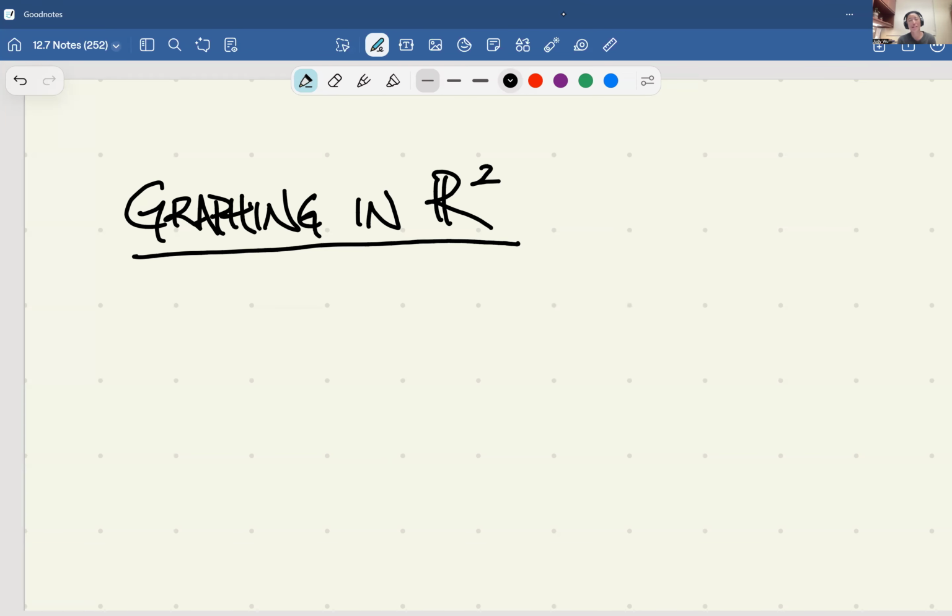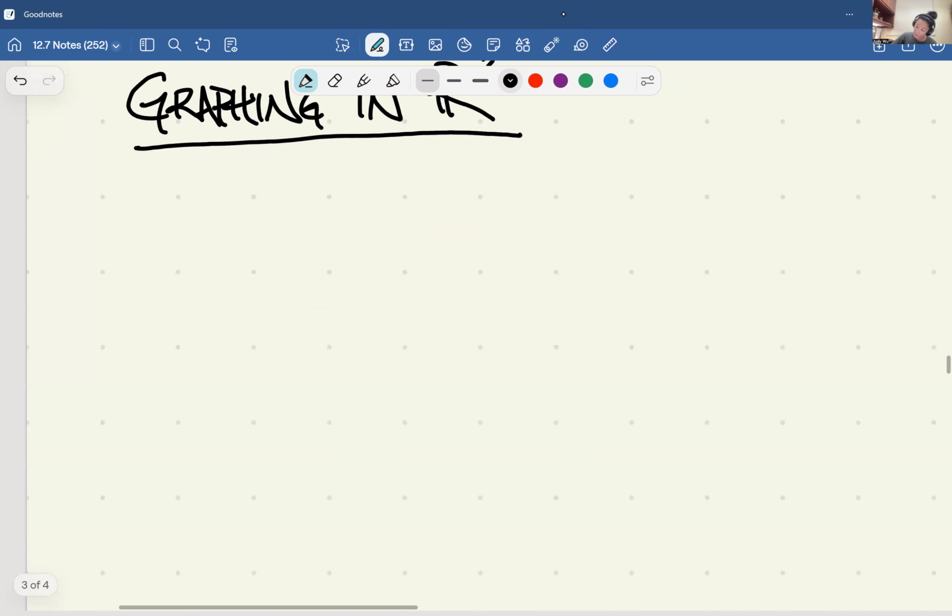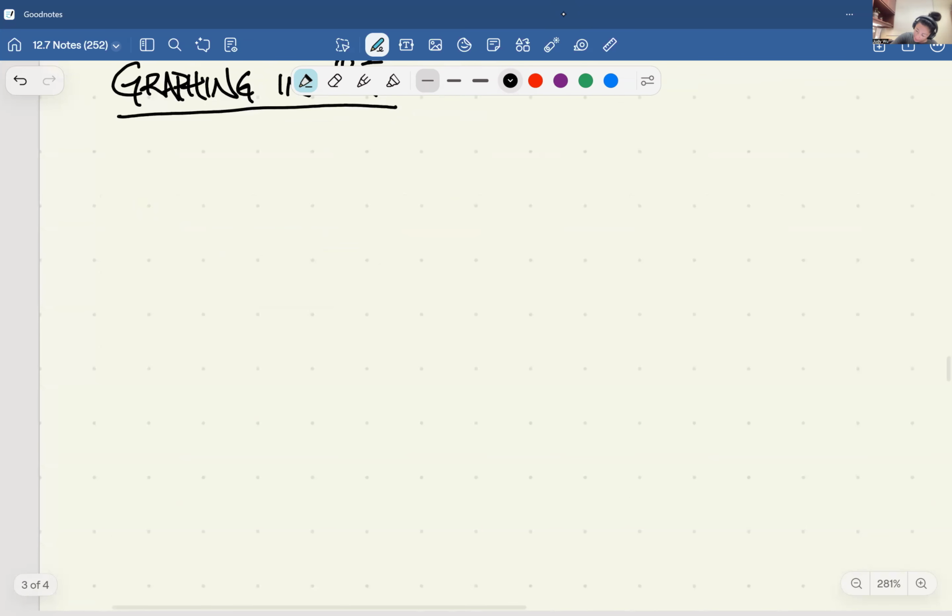Hi, folks. Today we're going to take a look at 12.7, cylindrical and spherical coordinates. But before we do that, let's talk a little bit about graphing in R2. Graphing in R2 is something that you've been doing for quite some time now, and we've learned a few different ways to graph in R2.